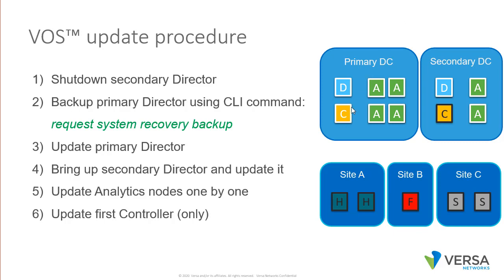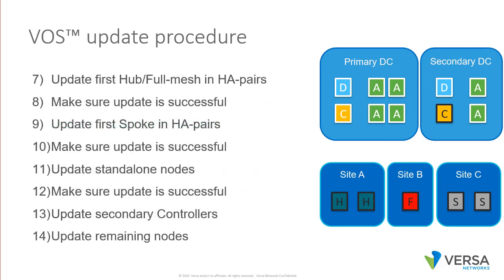So anyway, after you finish updating your controller software, you would proceed to start updating one of the nodes in the full mesh or the hub devices. When you have a high availability pair, only one of the devices should be updated. After the update finishes and you verify that you can see this device in the Versa Director with the new software release version, you should proceed to start updating your spoke nodes. And once again, if it's a highly available site, update only one of the nodes in the cluster.